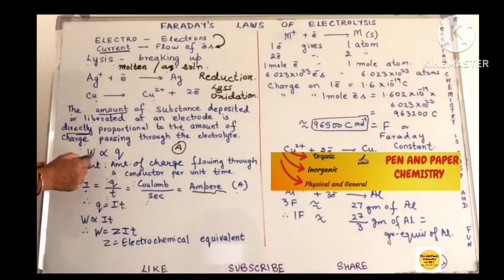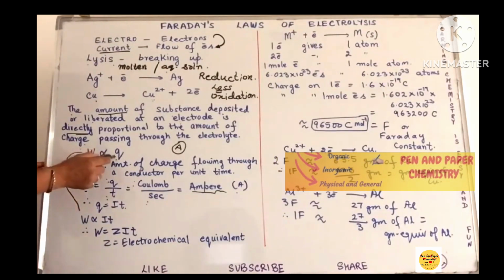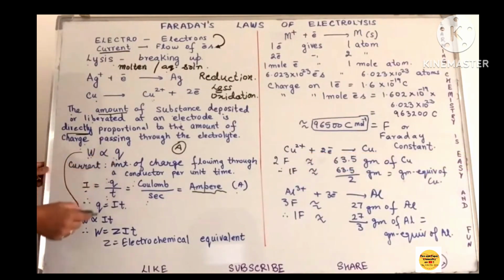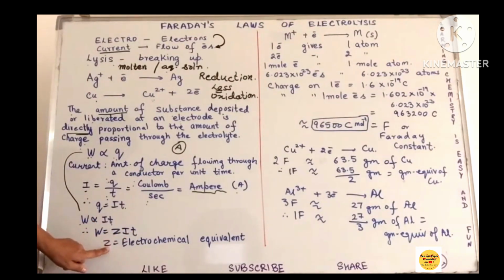So what we can do over here is convert W is directly proportional to Q as W is directly proportional to the current flowing through the conductor into the time. I is the amount of current, T is the length of time for which you are passing the current. Removing the proportionality sign, we have W equals Z I T. We put a constant over here. And what is this Z?